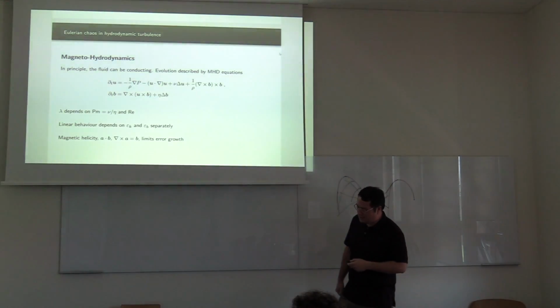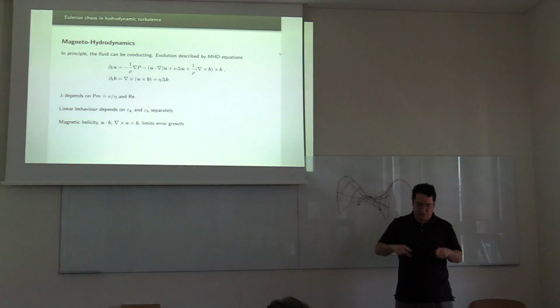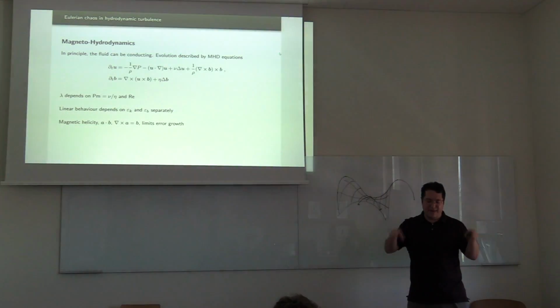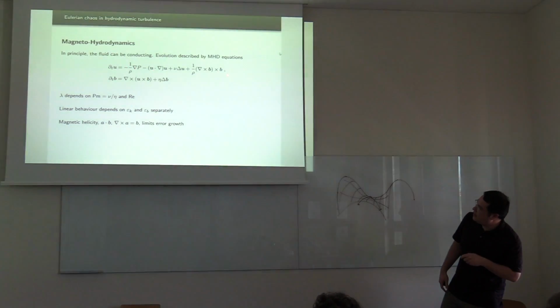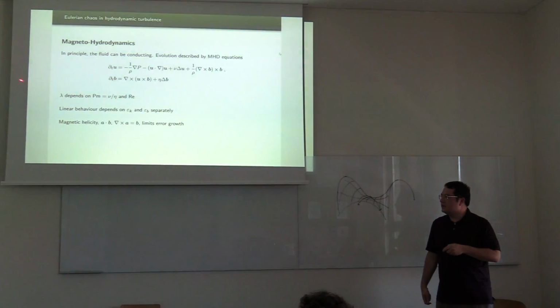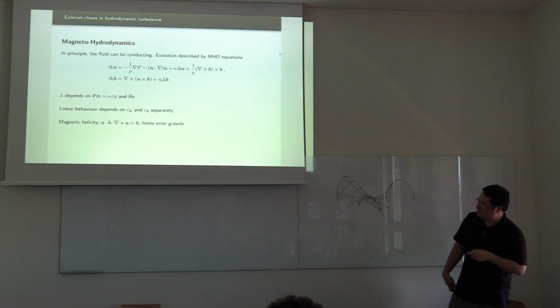What we have further done in other experiments is coupled the fluid to a magnet. We've made the fluid magnetically conductive, and so when it moves, it induces a magnetic field, which then affects the behavior of the velocity itself. The evolution of this is described by the magneto-hydrodynamic equations. And what we found is that the Lyapunov exponent depends not only on the Reynolds number, but on the magnetic Prandtl number, which is the ratio of the viscosity to eta, the diffusivity of the magnetic fluid.